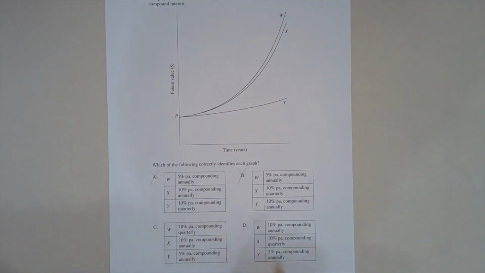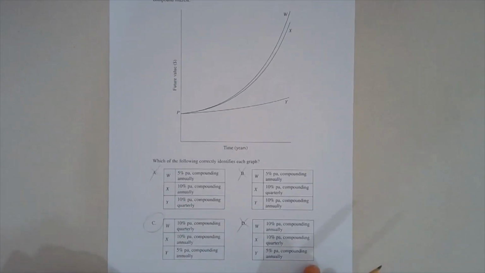The only difference is that in option C, W is being compounded quarterly, X is being compounded annually. The more often something is compounded, given the same principal and the same interest rate per annum, the higher the future value. This W is compounded quarterly, this X is compounded annually. Whereas in option D, W is compounded annually, X is compounded quarterly, so this would imply that X should be higher than W, so it can't be D. The answer is option C.